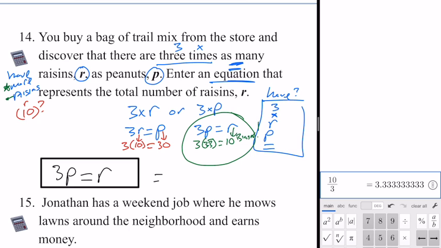Now, if you put R equals 3P, that is totally okay. All right, it's the same thing.